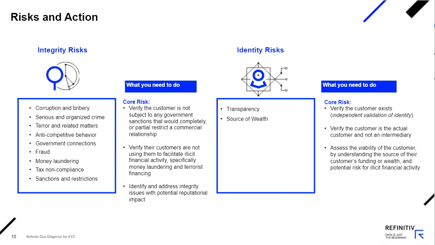What you need to do in a KYC use case is verify, first and foremost, that the customer is not subject to any government sanctions, watch lists, or anything that would partially or completely inhibit a commercial relationship. You also need to verify the customers are not effectively bad actors, or potentially exploiting you as their provider for their illicit gain, for money laundering or terrorist financing, as well as identifying and addressing any integrity issues generally, and any potential reputational impact.